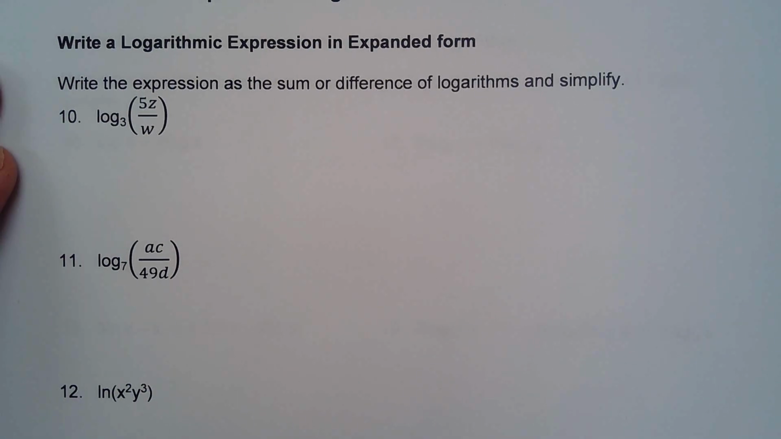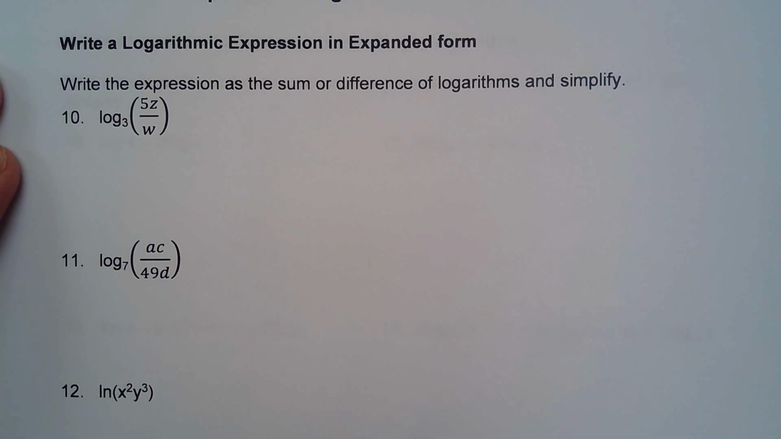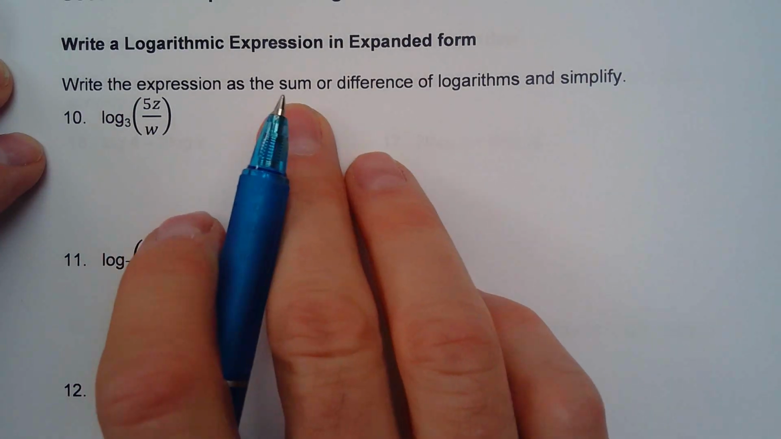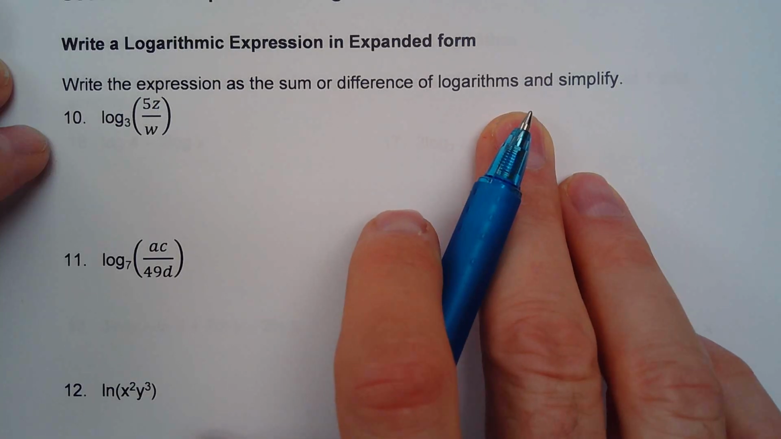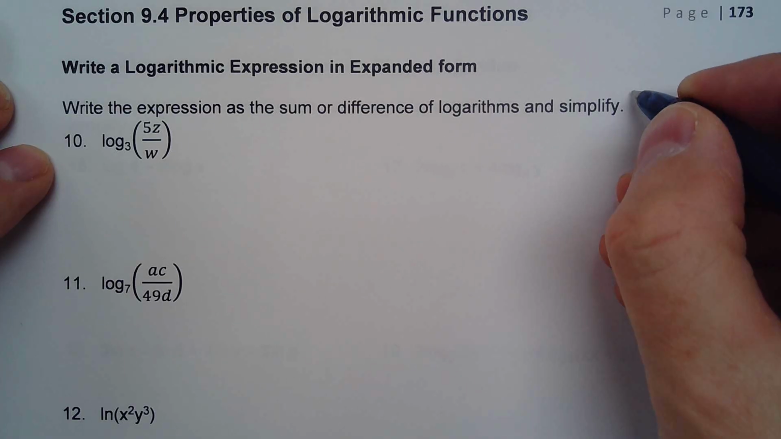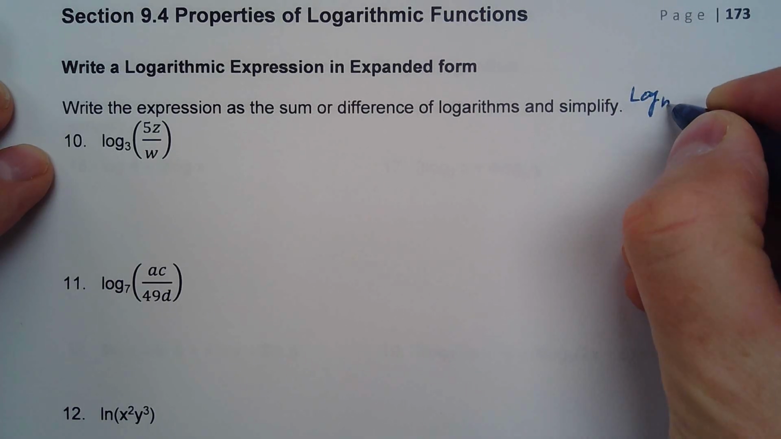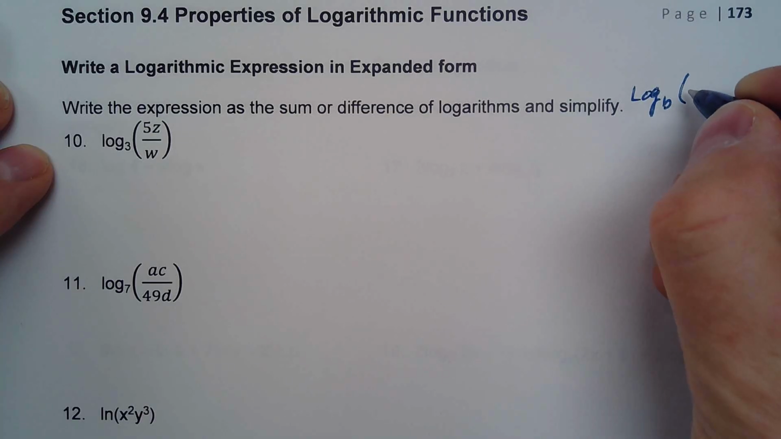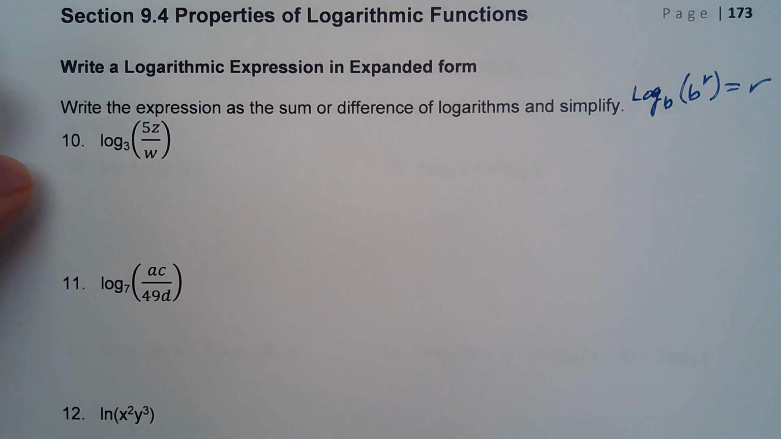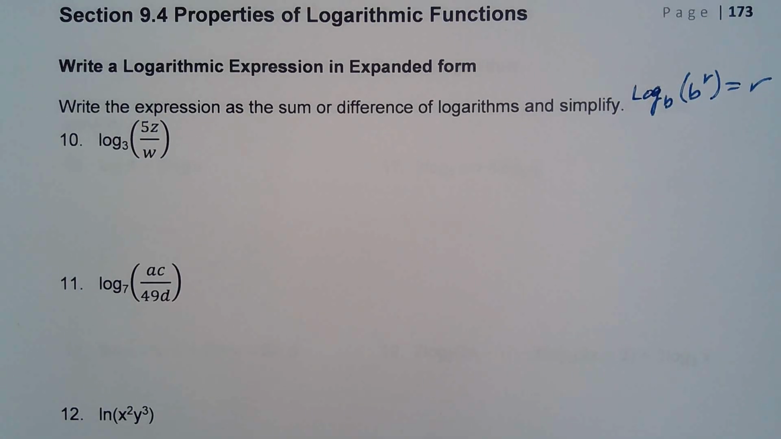So now we want to take a look at some exercises using our properties to write a logarithmic expression in expanded form. So we want to express it as a sum or difference of logarithms and simplify. Keep in mind that if I come across something like log base b of b to the r, that's going to be equal to r. I'll be able to simplify that.